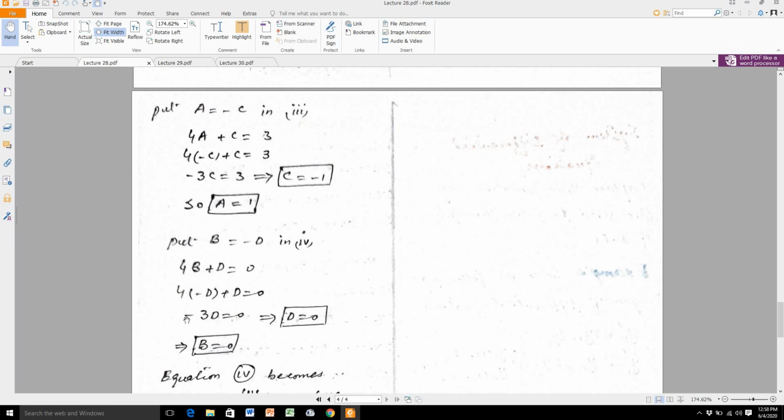When I take b is equal to minus d from equation number 2 and substitute it in equation number 4, I get 4b plus d is equal to 0. Here I substitute the value of b, that is minus 4d plus d is equal to 0. Minus 3d is equal to 0. So d is equal to 0. When d is equal to 0, it means b is also equal to 0.